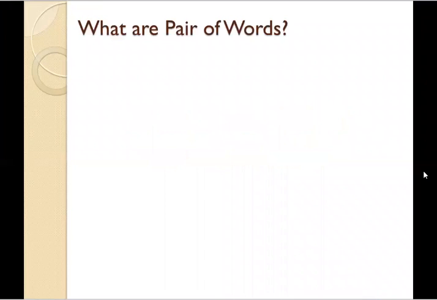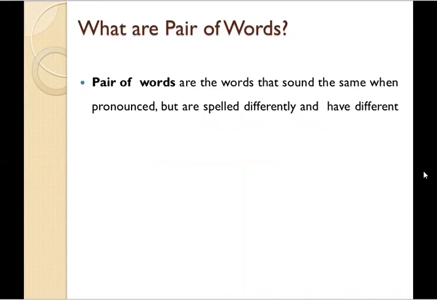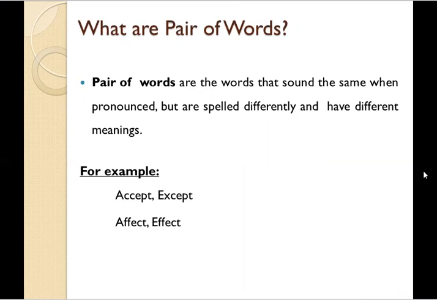What are the pair of words? Pair of words are the words that sound the same when pronounced, but are spelled differently and have different meanings. For example, accept and except, affect and effect, advice and advise.